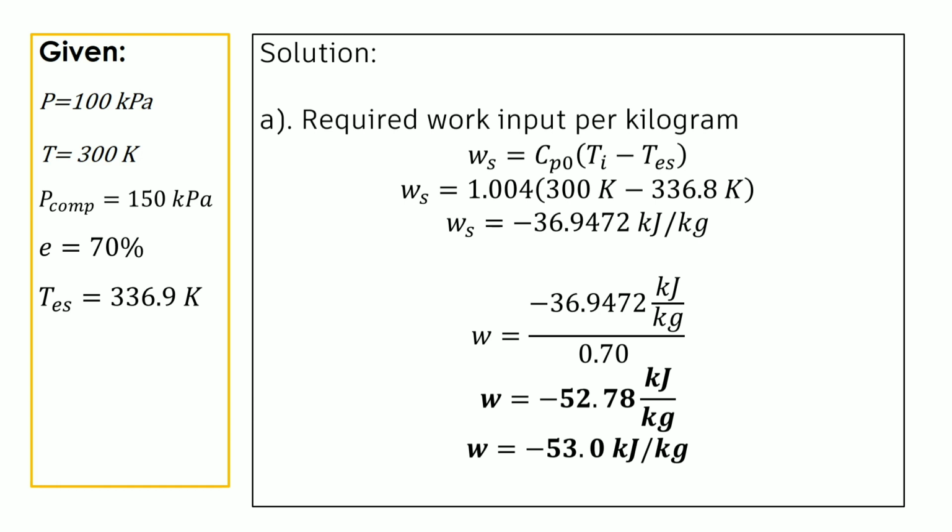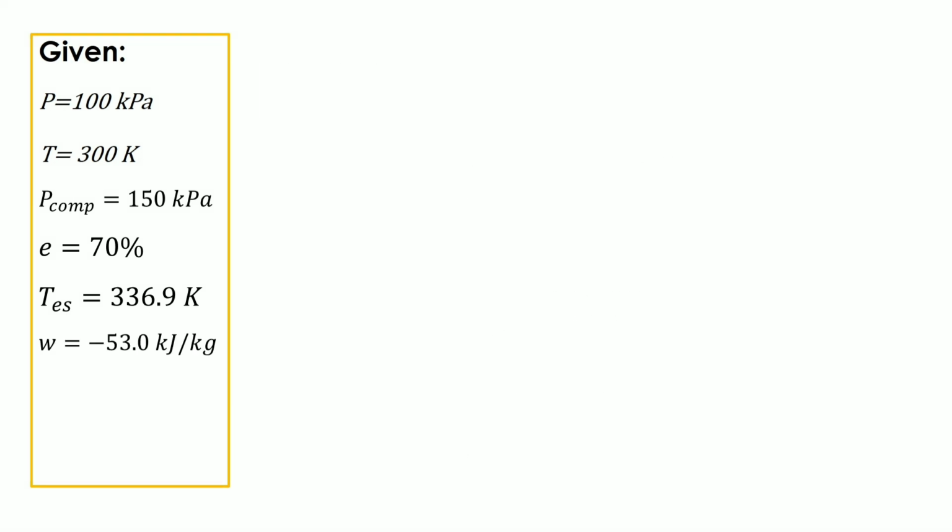Our WS is negative 36.9472 kilojoules per kilogram, all over 0.70, that is the efficiency of our supercharger. After calculating this, we have negative 53.0 kilojoules per kilogram. So this is now the required and needed work input per kilogram for our automotive supercharger.